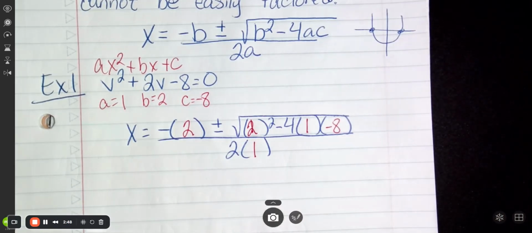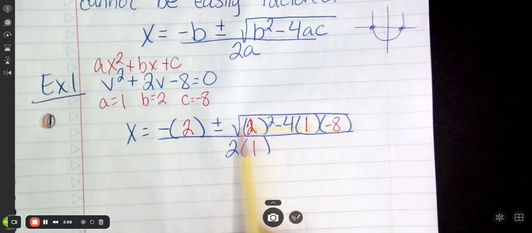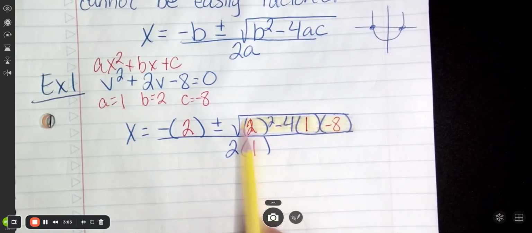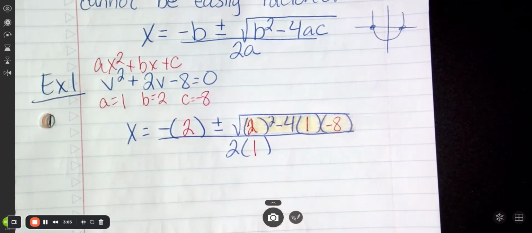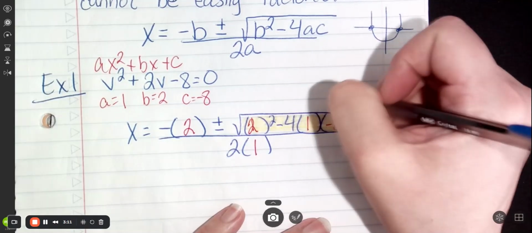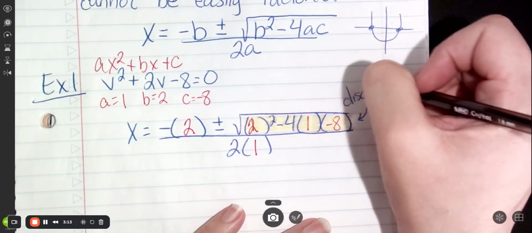Okay, so since this is the first time we're doing this, we are going to test what we call the discriminant. It's a real fancy word for all this stuff underneath here, because I want to test to make sure I don't get a negative. Because as we saw earlier, if we get a negative under there, we're going to have an imaginary number. We're going to have i. So this is called the discriminant.